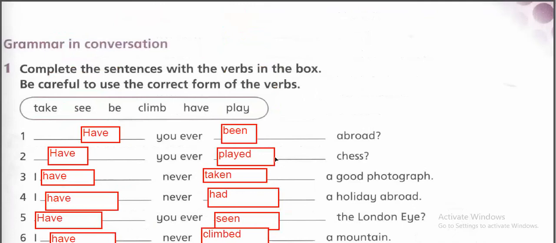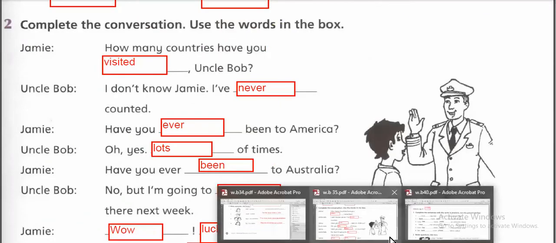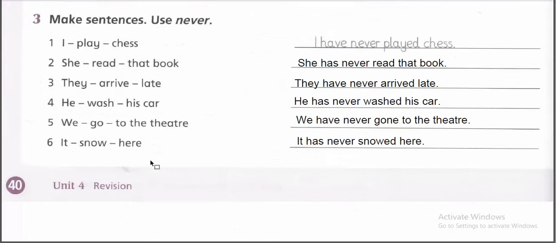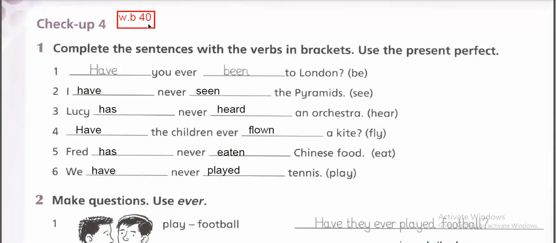Now open your workbook, page 40. So workbook page 40. I will give you time to open your workbook on page 40. Now complete the sentences with the verbs in brackets. Use the present perfect.